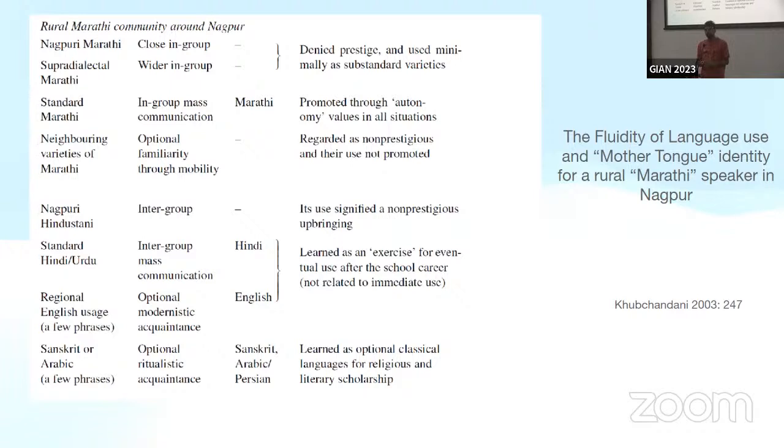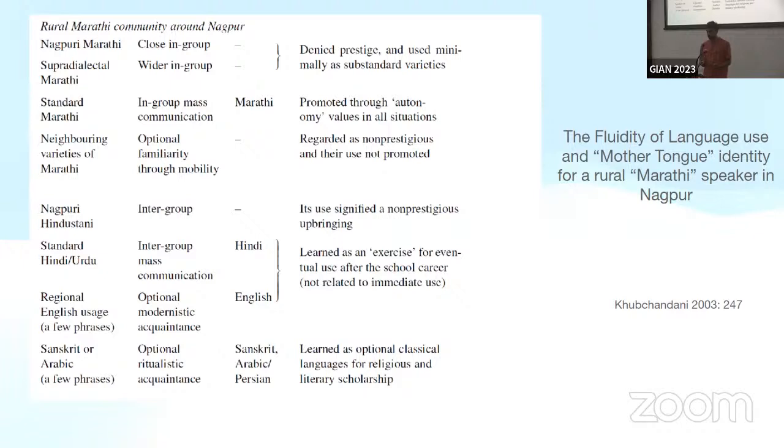Then there's also Hindi. There's a special Nagpuri Hindi that's also spoken, because Nagpur is a very mixed place. It's a very central part. So that is also Hindustani, I guess. Then there's the standard Hindi, and then there's the Urdu. Then there's some English. Then some Sanskrit and Arabic phrases are also mixed in there. So if we look at the actual situation here, there are many different varieties. If you take a few people from Nagpur, they will understand and communicate with each other to some degree, and be involved in it.